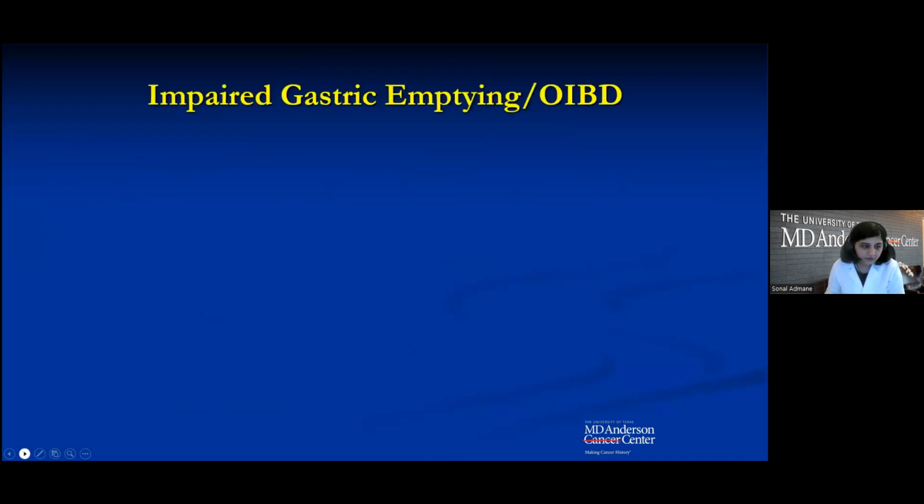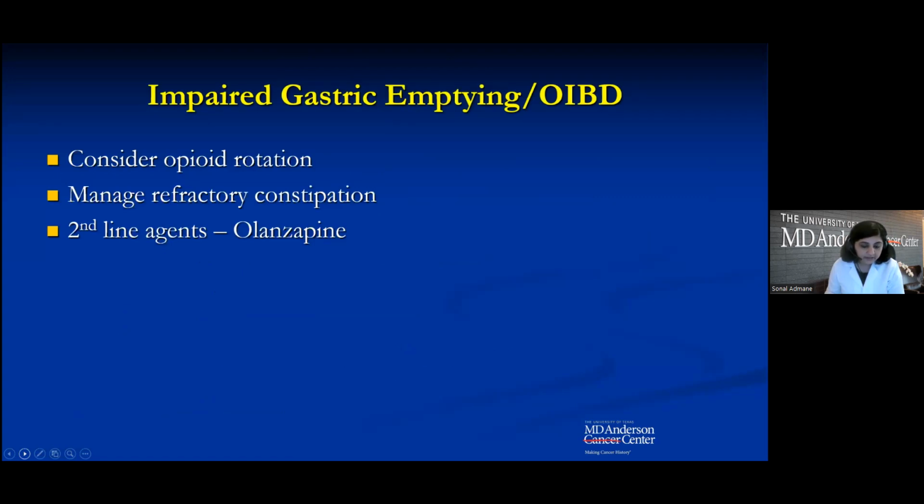So for second line agent, or if somebody has persistent nausea despite initiating Reglan, it's important to remember that nausea is a common side effect of most opioids, and patients do develop tolerance to it, but sometimes they don't. And at that time, if you can associate the symptom of nausea with the opioids and the time at which the patient is taking the opioid, a strategy to consider is opioid rotation. Switching to another opioid at equianalgesic doses can reduce the symptoms of nausea for some patients.